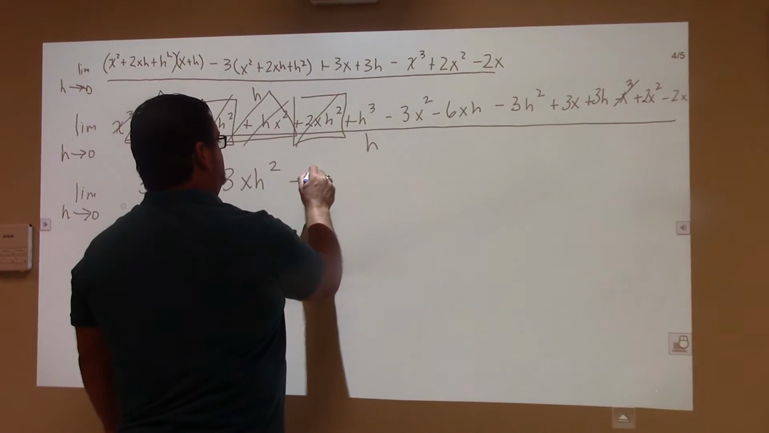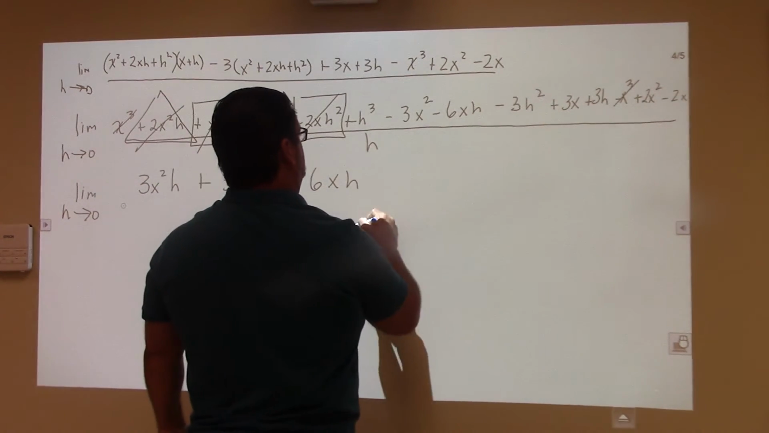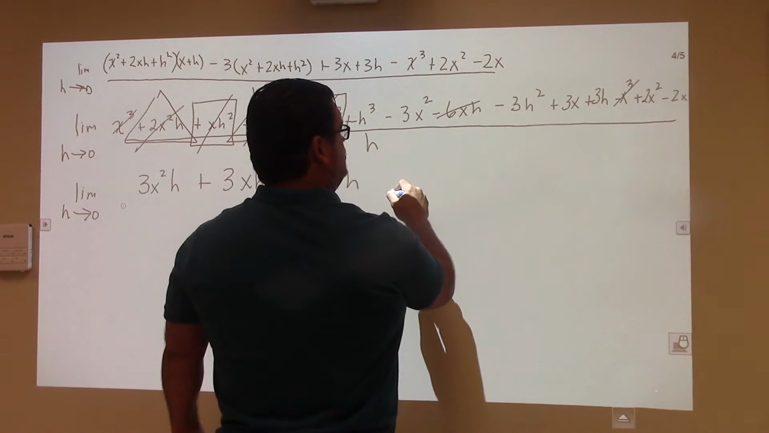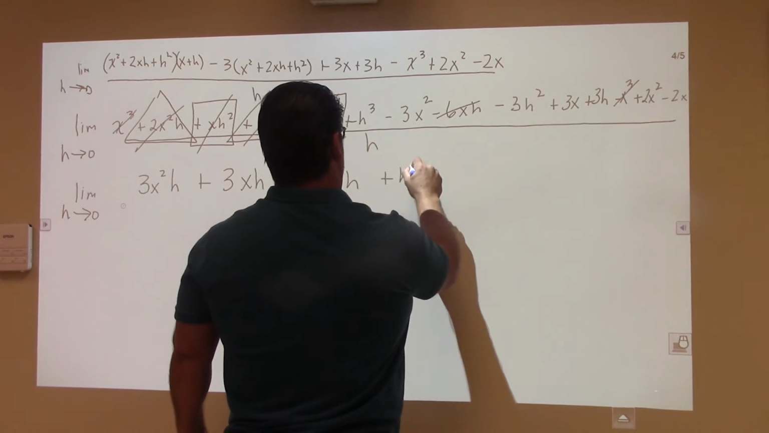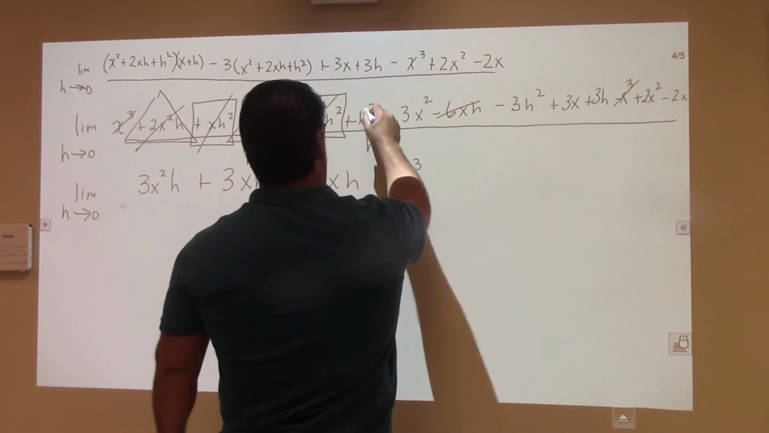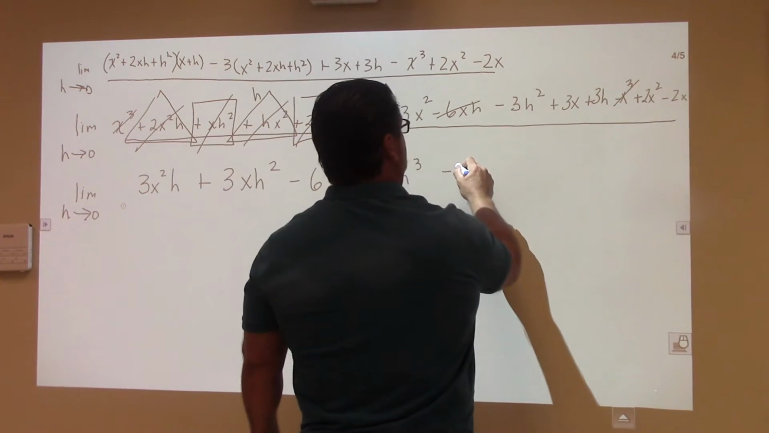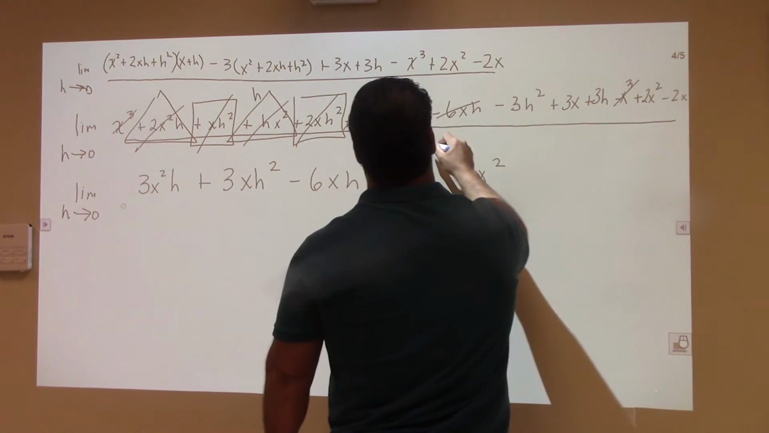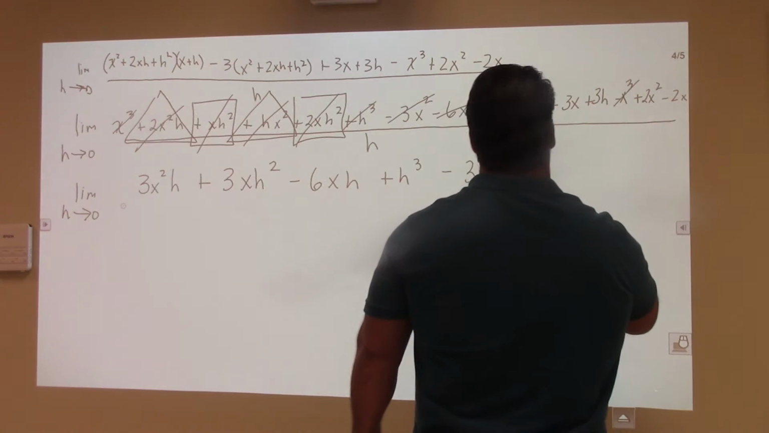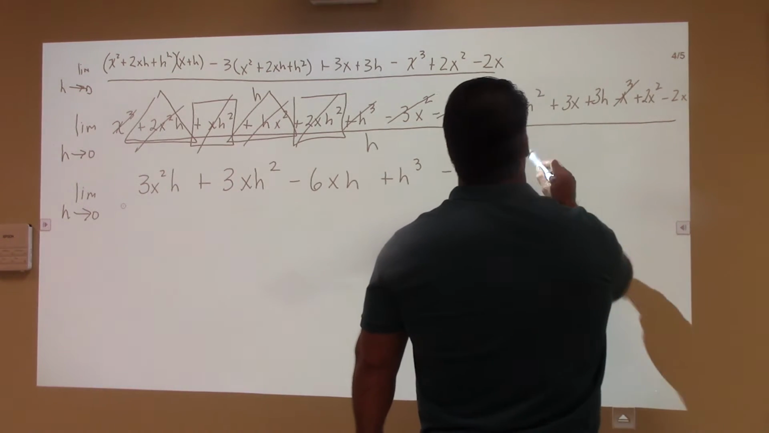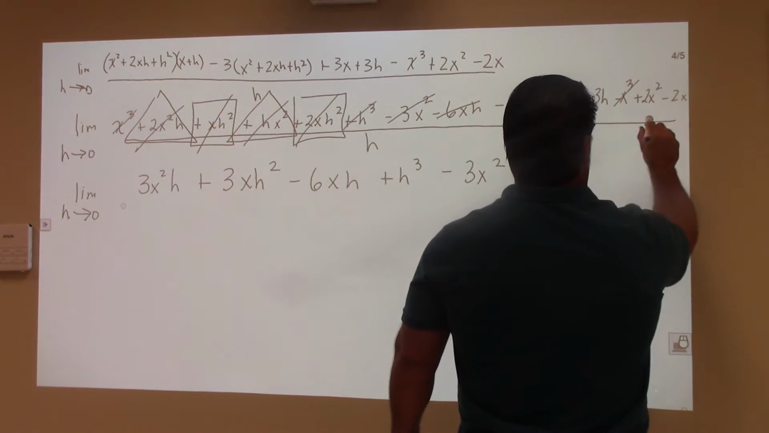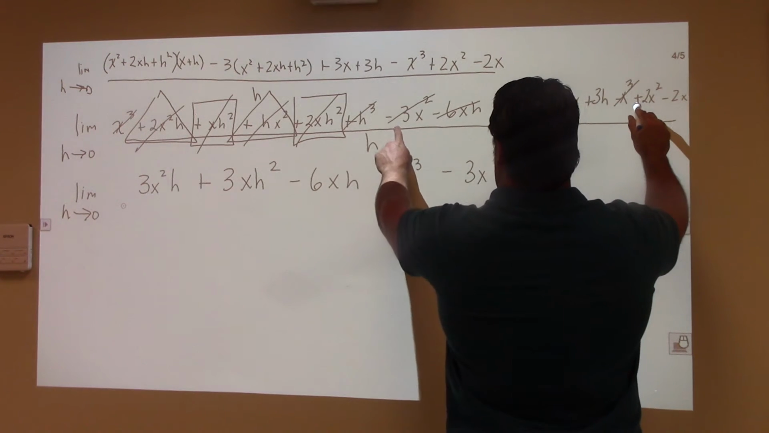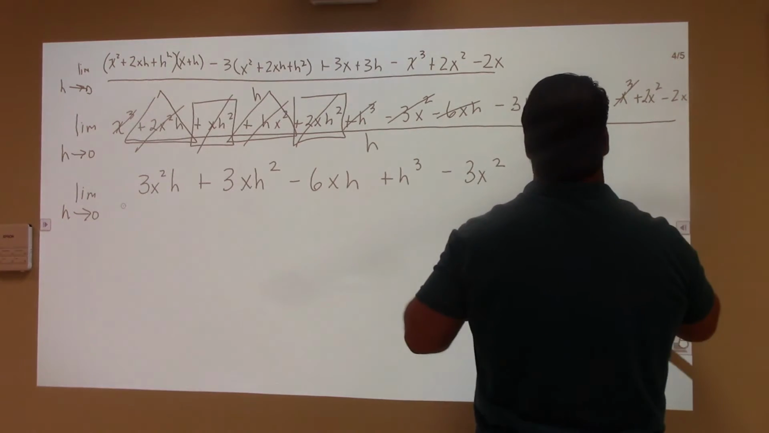Minus 6xh plus h cubed minus 3x squared. Okay, there's a 2x squared. Okay, so that'd be 5x squared? No. Be x squared. Negative x squared, right?